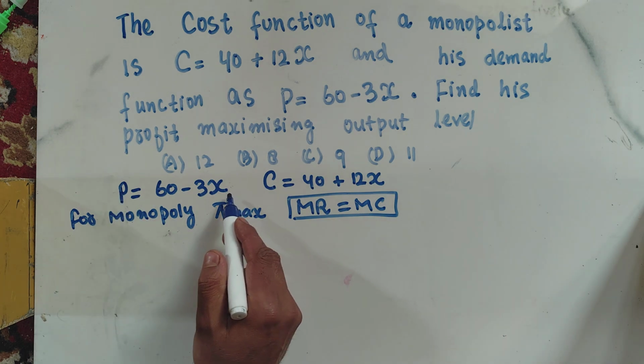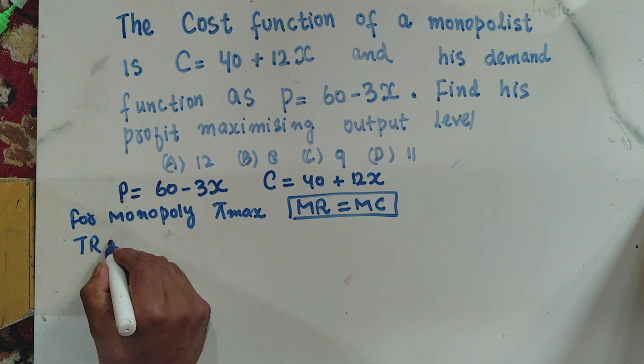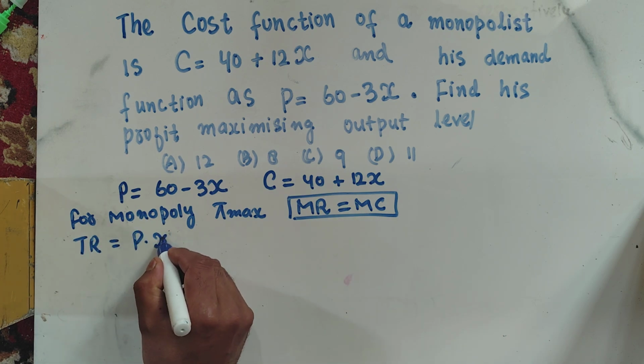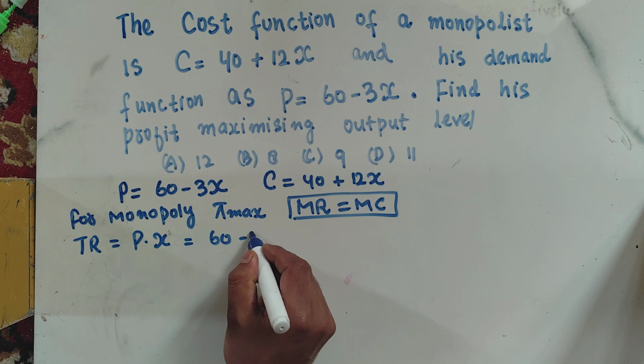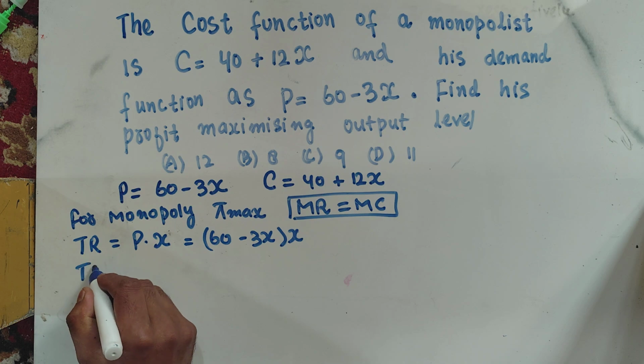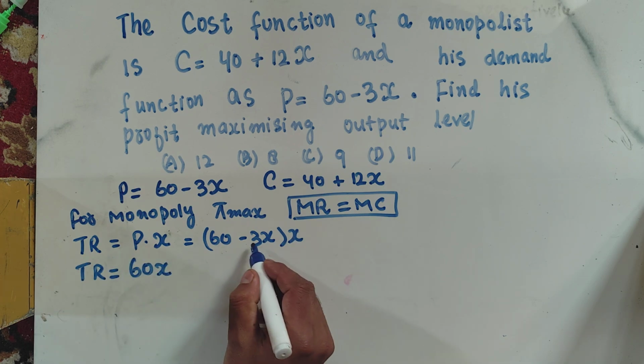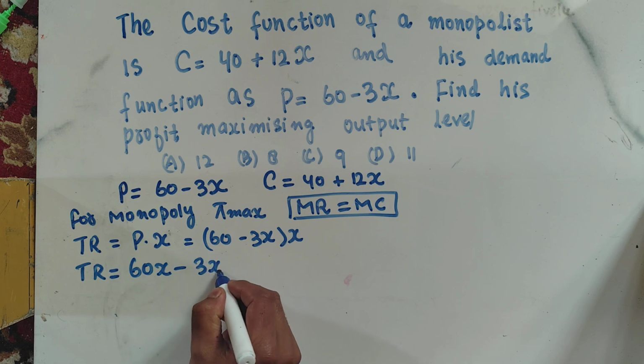So we have the inverse demand function. First we need to find out the total revenue to get the marginal revenue. So total revenue is price into output, which will be equal to (60 - 3x), to this we multiply by x. That will give us the total revenue: 60 into x is 60x, then minus 3x squared.